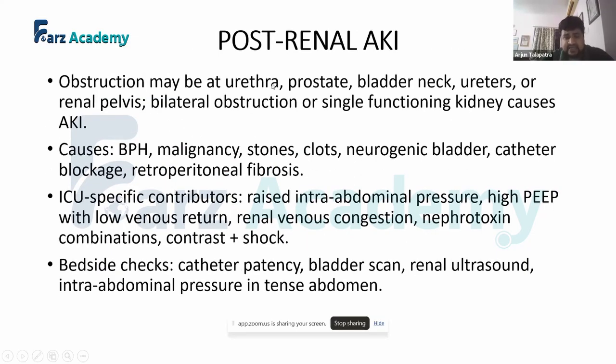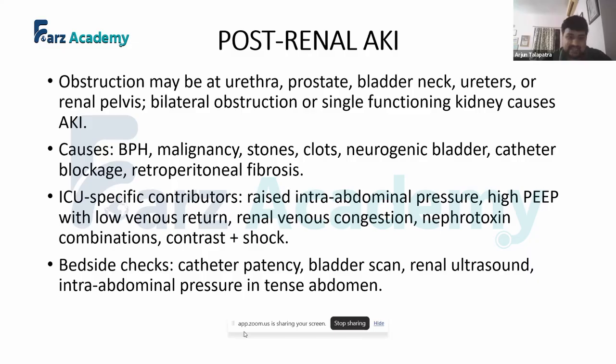Post-renal AKI basically is occurring because of an obstruction. The obstruction can be at different levels. It can be at the urethra, it can be at the prostate, it can be at the bladder neck, ureters or renal pelvis, bilateral obstruction, or obstruction of a single functioning kidney. All of these can cause a post-renal AKI. So again, the classic causes: BPH, malignancy, stone, clots, neurogenic bladder, catheter blockage, or retroperitoneal fibrosis. There may be certain ICU specific problems like a raised intra-abdominal pressure, high PEEP with low venous return, renal venous congestion, nephrotoxic combinations, or contrast along with shock.